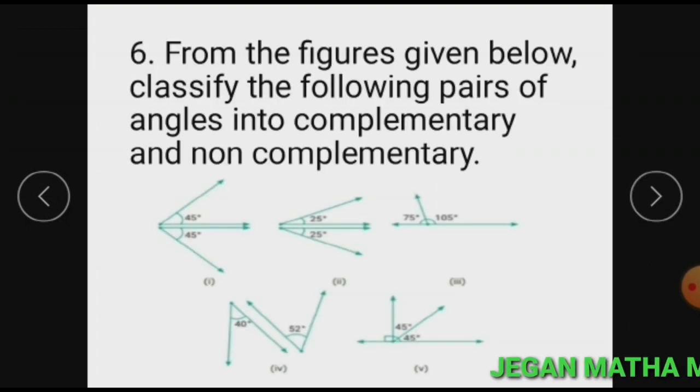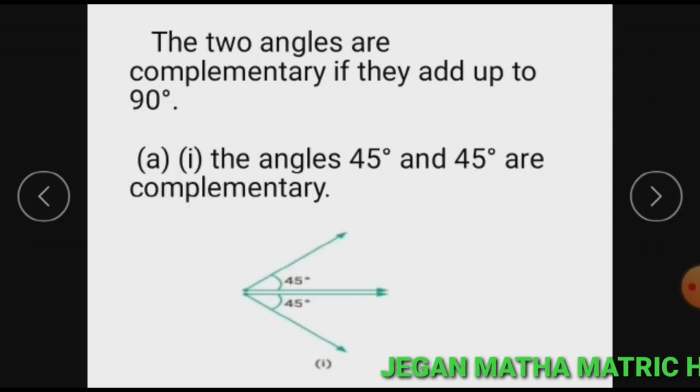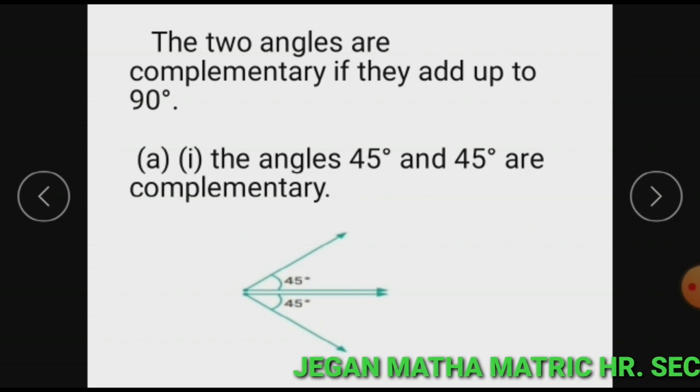Question number 6. From the given figures, classify the following pairs of angles into complementary and non-complementary. We have known that two angles are complementary if they add up to 90 degree.